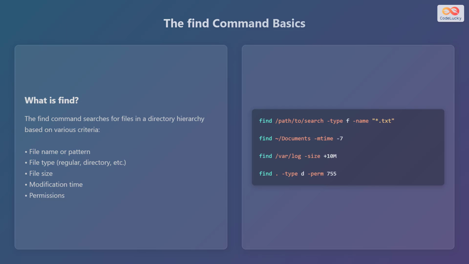The third command, find /var/log -size +10M, finds files in the /var/log directory that are larger than 10 megabytes. Finally, find . -type d -perm 755 searches for directories in the current directory with permission mode 755.